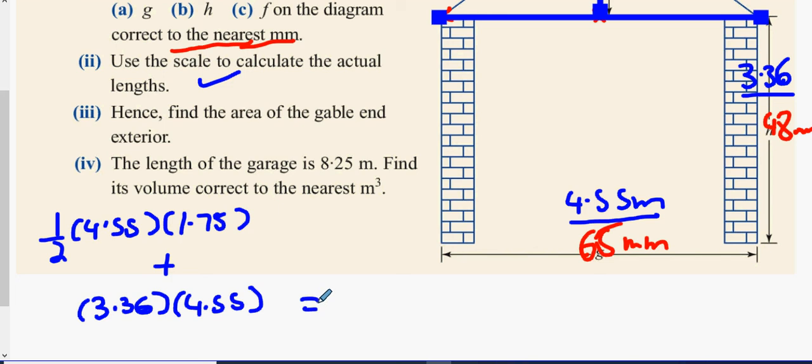So what's the answer when you throw all that into the calculator? Nice and loud, please. 19.3. 19.3 meters. Oh, squared, yeah, you're right, meters squared. The length of the garage is 8.25. What does that mean?